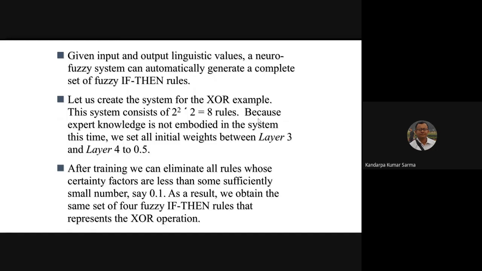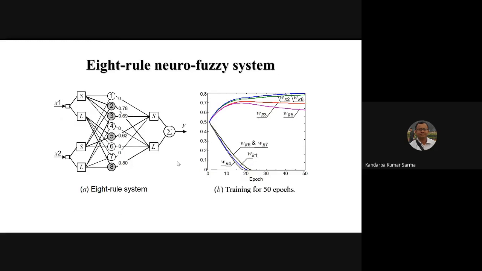We can combine the linguistic values in both the input and the output cases, and then the neuro-fuzzy system can automatically generate a complete set of fuzzy if-then rules, and then make the system work. So for an eight-rule system, the network will look like this. So eight different rule sets can be there. It will be a bit computationally demanding, but will have greater precision.